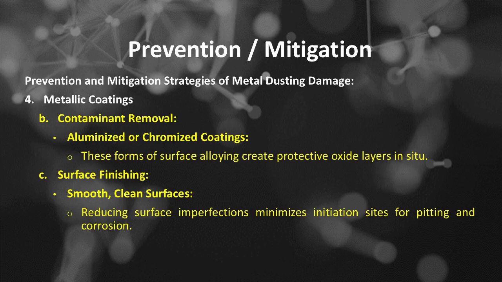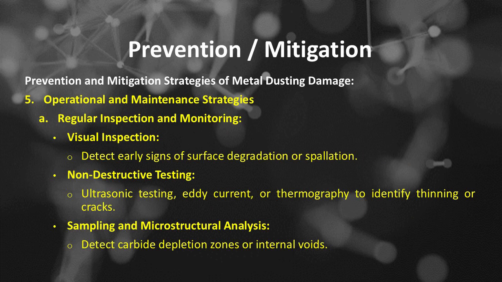Number C, surface finishing. Smooth, clean surfaces. Reducing surface imperfections minimizes initiation sites for pitting and corrosion. Number 5 of the prevention and mitigation strategies of metal dusting damage is operational and maintenance strategies. Number A, regular inspection and monitoring, using the following methods.